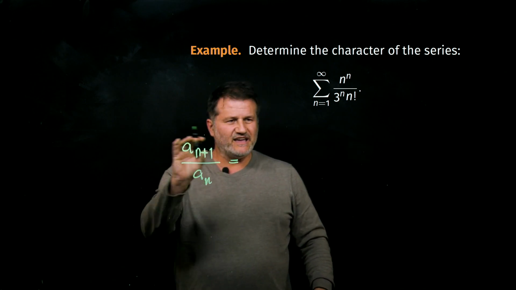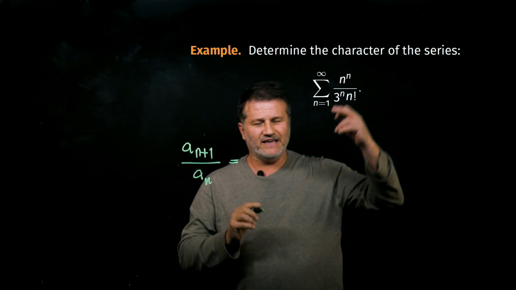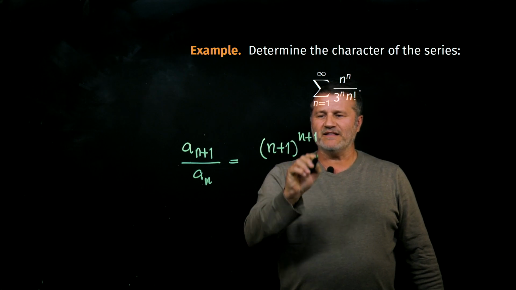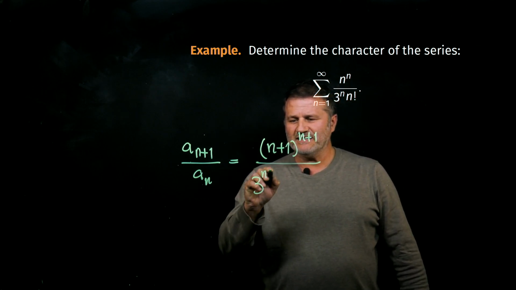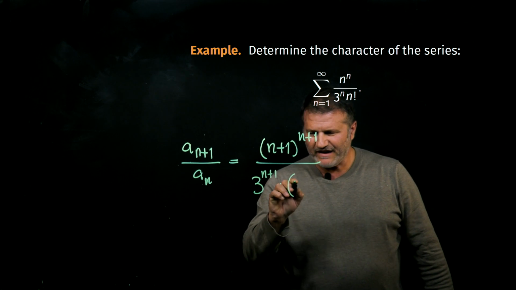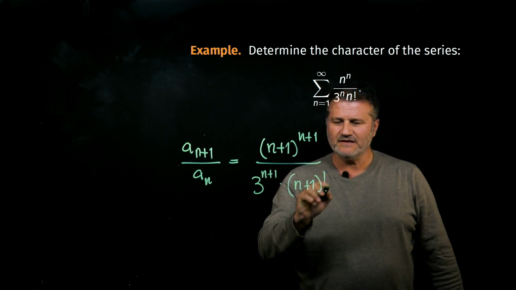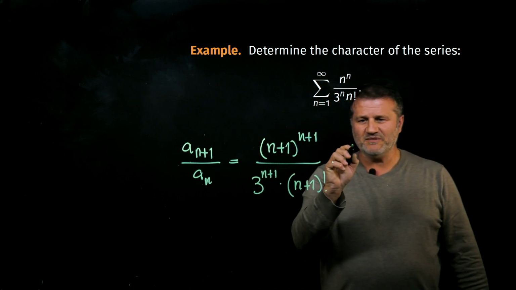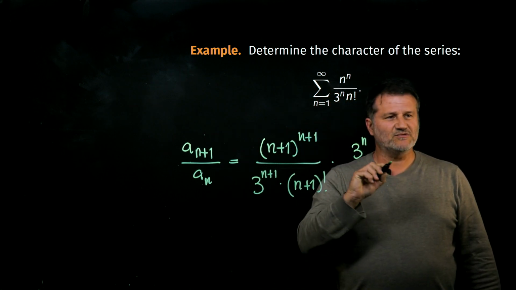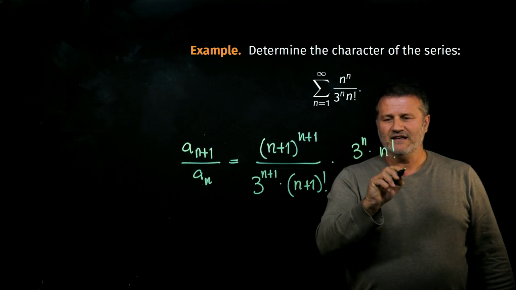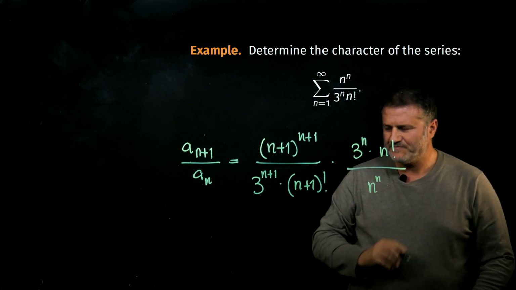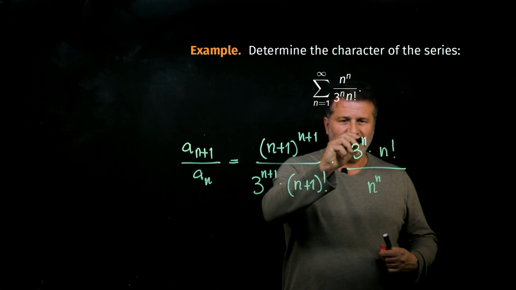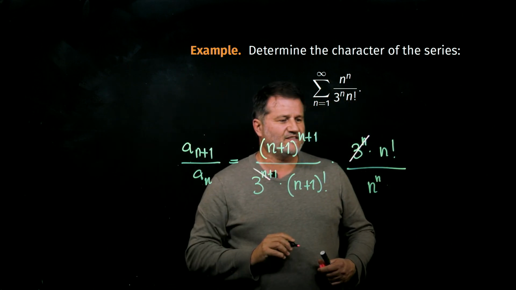So to compute a_(n+1), we have to replace n by n plus 1 here. So we get (n+1) to the power n plus 1, divided by 3 to the exponent n plus 1 times factorial of n plus 1. And now instead of dividing by a_n, since a_n is a fraction, we multiply by the reciprocal. So 3 to the n times n factorial divided by n to the n. Now we simplify as much as we can. For example, you see that 3 to the n disappears here and here.